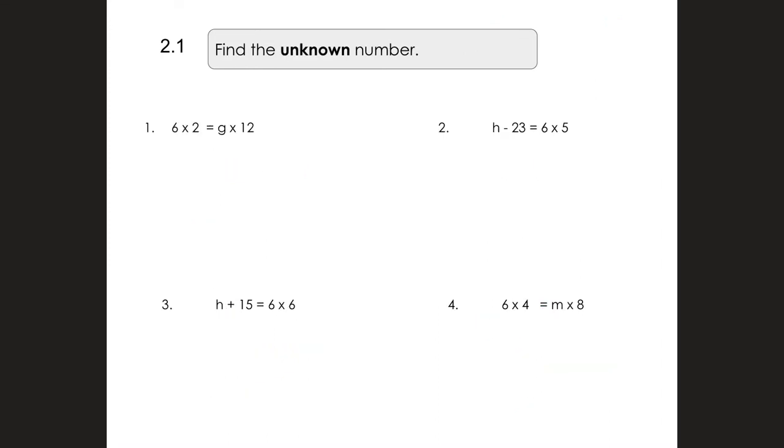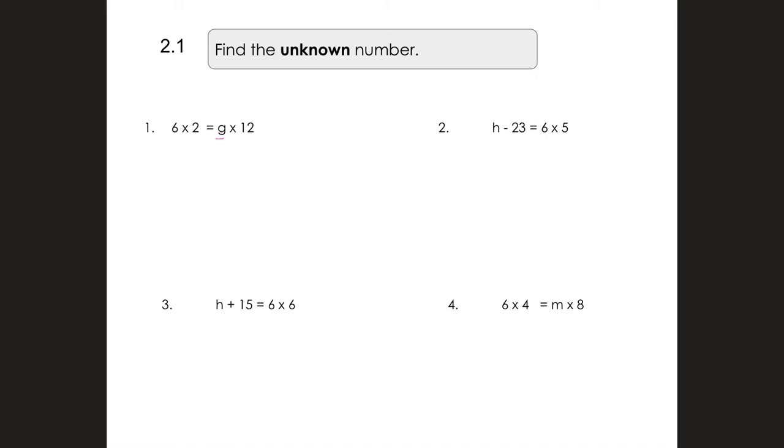Now it's time to find the unknown number. Here they show the unknown number with a letter. In number 1, they use the letter G. We need to find what number that is. Is it a 2? Is it a 1? Is it a 29? Let's see.